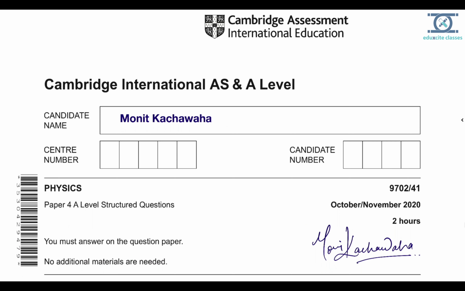Hello everyone, my name is Monit and in today's session we will start Paper 4 of the A-level structured question of October-November 2020. Paper code is 41.